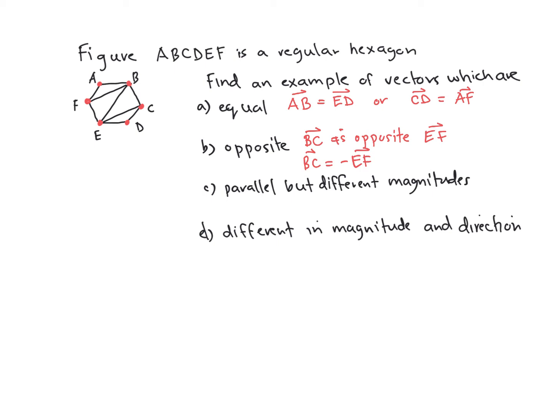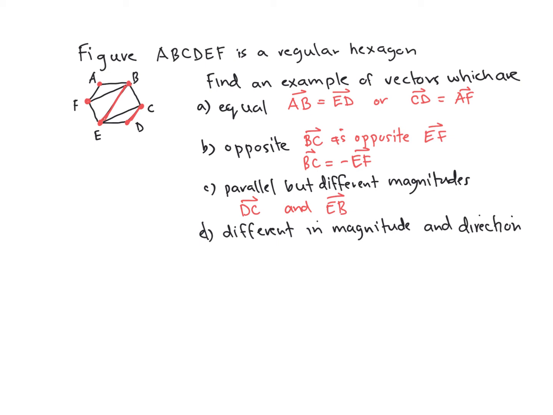Parallel but different magnitudes. So they have to be parallel lines but different lengths. So I would say maybe D to C. D to C is parallel to E to B, but they're not the same length. So I would say D to C and E to B. So E to B is parallel to D to C, but it's longer.